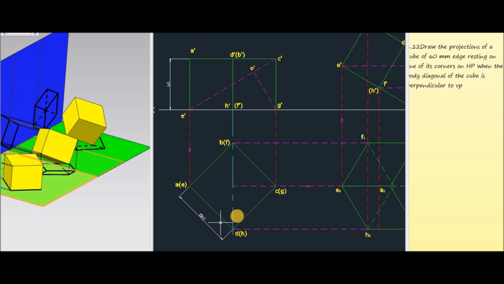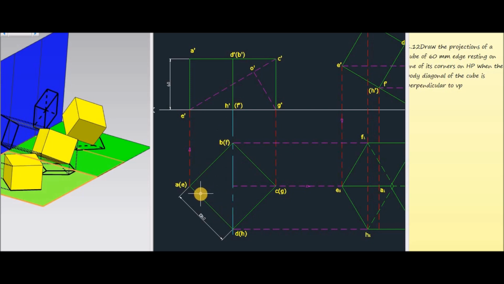So all this distance is equal to 60 mm. For constructing the edges, it is given as 60 mm edge length. Now this is the body diagonal EC. So we are going to draw the front view corresponding to the initial stage.